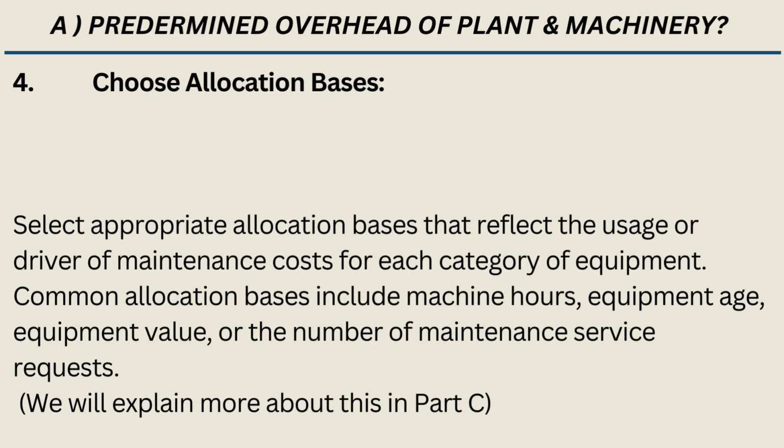4. Choose allocation bases. Select appropriate allocation bases that reflect the usage or driver of maintenance costs for each category of equipment. Common allocation bases include machine hours, equipment age, equipment value, or the number of maintenance service requests. We will explain more about this in Part C.